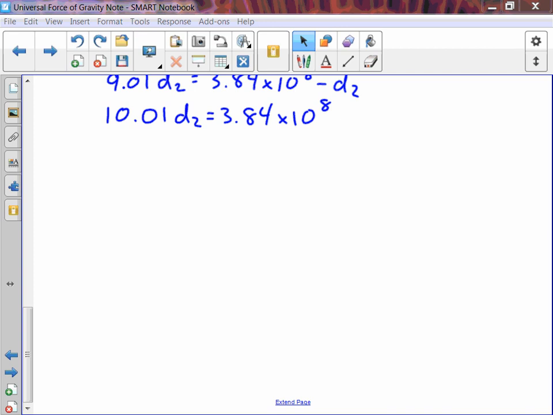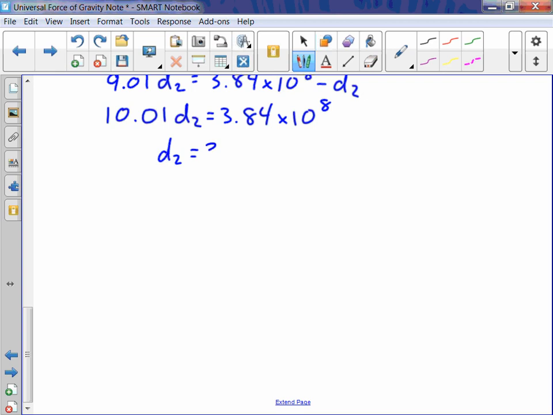What is D2? And the total distance is 3.84 times 10 to the power of 8. Hey guys, quiet down. Somehow along the line we solved for the opposite distance, but that's the right value. That would be D1 as I drew it on the board. But that's fine. We're okay with this. It's not a problem.